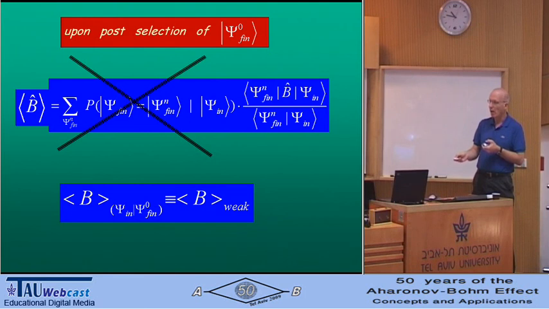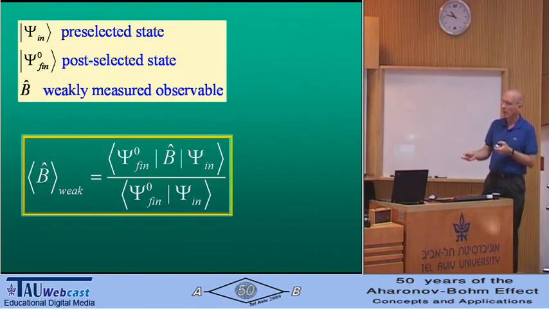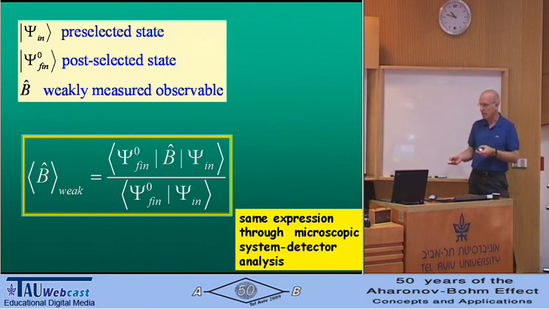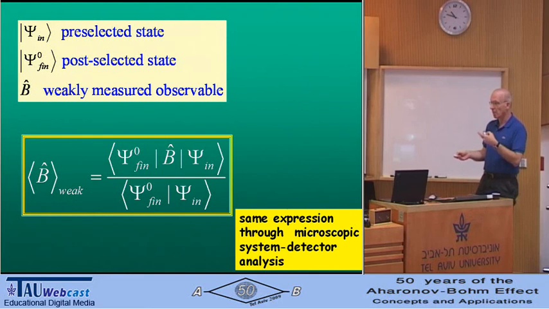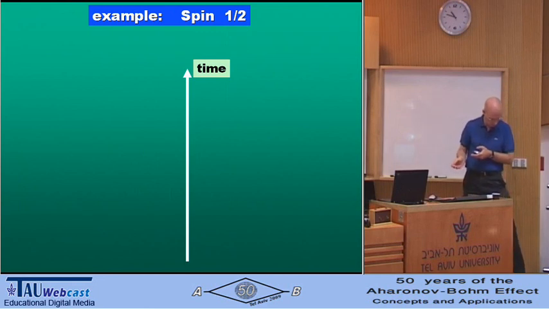So the weak value of B is the value of B with the constraint that we started with psi initial, and we ended up in the post-selection part with psi final 0. Again, the expression we obtain is that we take this sandwich of B between the initial and that particular final, and divide it by the overlap of initial and final. This was sort of mumbling words, but actually one can arrive at this expression by going microscopically to a Hamiltonian to describe a system, a detector, the interaction, and describing this procedure in a more precise, microscopic way, we obtain this expression.